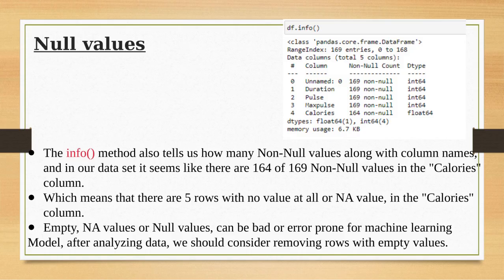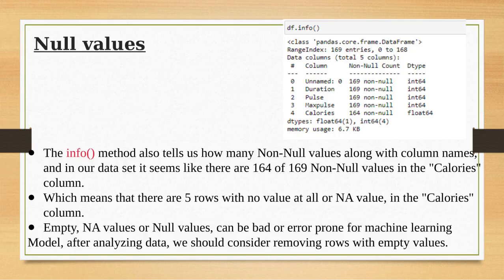In the example shown on this slide, the dataset contains 169 rows. Most columns have 169 non-null values, but the calories column has only 164 non-null values. This indicates that 5 values are missing in that column. Before training a machine learning model or performing statistical analysis, we should always inspect the dataset for missing values. Depending on the situation, we can remove rows containing missing values, fill missing values with the mean, median, or mode, use forward fill or backward fill techniques, or replace missing values with a suitable constant or prediction.